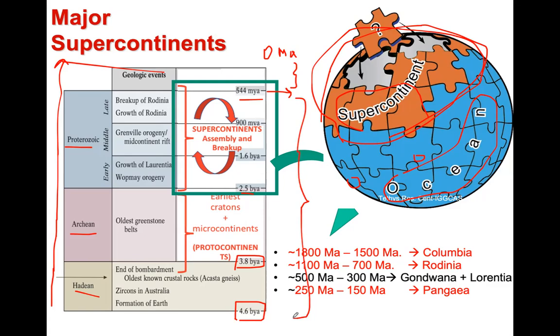So since the 4.6 billion years time, that is the formation of the Earth, we have zircons from Australia and also from Canada to determine the earliest age of the Earth. Actually, the Australian zircons come in the time frame somewhere here. And then the oldest known crustal rocks we had previously from Canada, that is about 3.9 billion years, right?